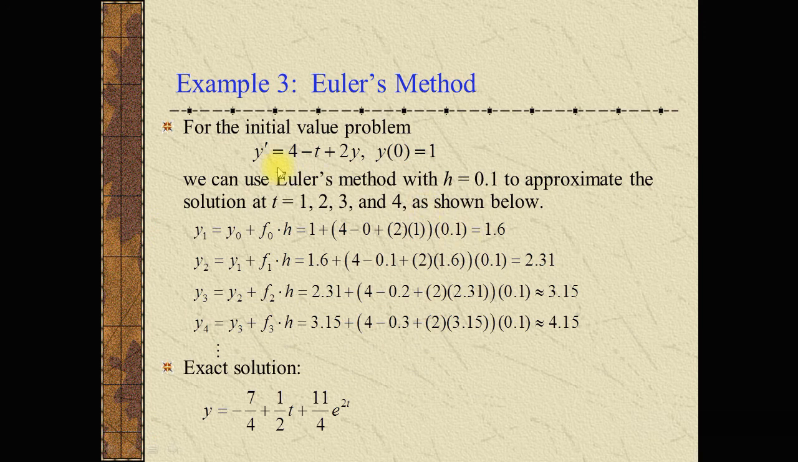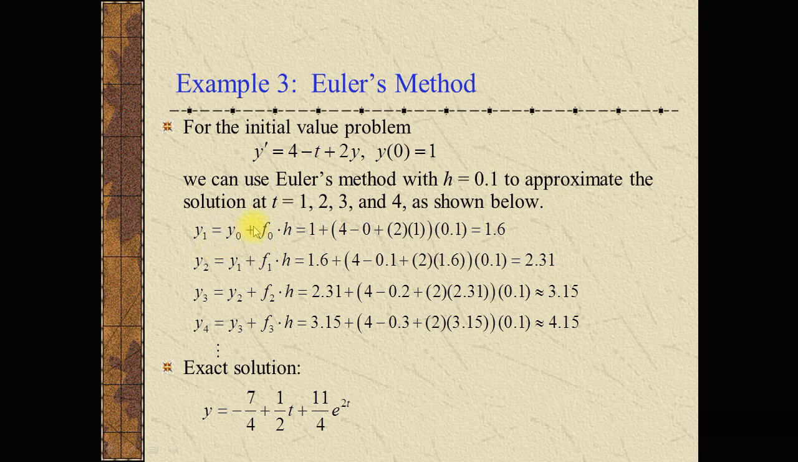Now another example, number 3. For the initial value problem y dash is equal to 4 minus t plus 2y, the initial condition is given: y at 0 is equal to 1, so the t value is 0 and the y value is 1. Now for this problem, the step size h is equal to 0.1, and we approximate the solution at t is equal to 1, 2, 3 and 4.